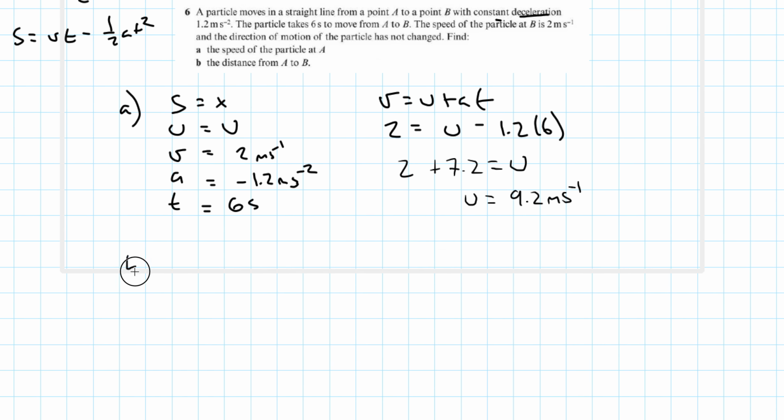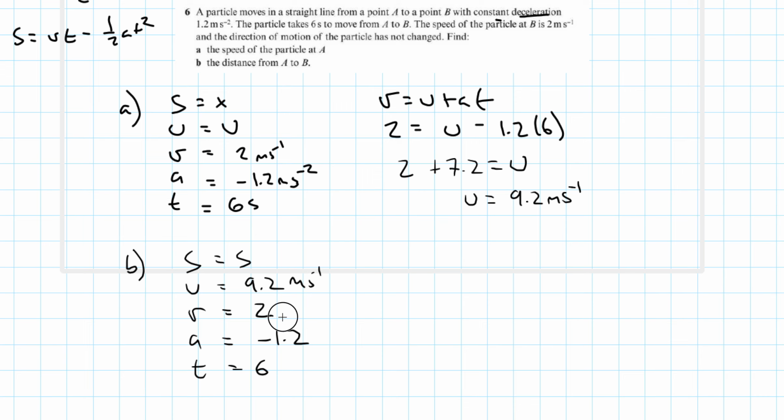So again, we could use SUVAT. This time we want to find s. We now know our initial speed is 9.2. We know our final speed is 2. Our acceleration is 1.2, and our time is 6. We can put the units in for completeness. And here we want to find what s is.